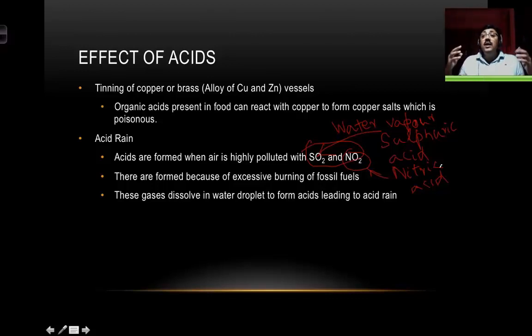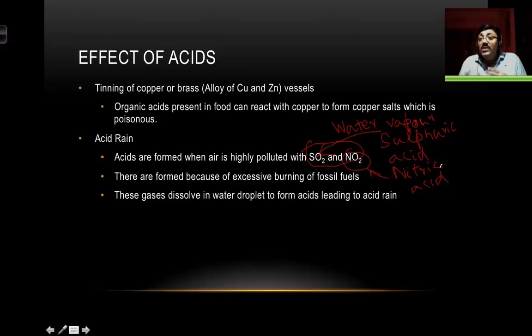So now what should we do? There are multiple things. First is reduce burning of all these fossil fuels as much as possible. That's one thing. Second is, when you are burning this coal, there are ways in which you can treat the coal to remove the content of nitrogen and sulfur and so on, so that when you're burning, it only produces carbon dioxide but doesn't produce sulfur dioxide, nitrogen dioxide and so on, right?